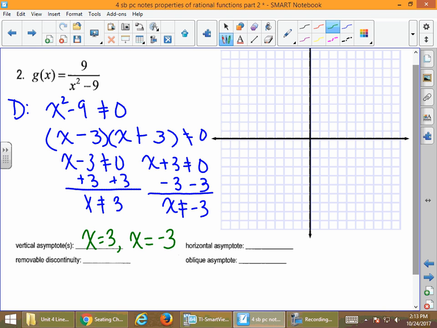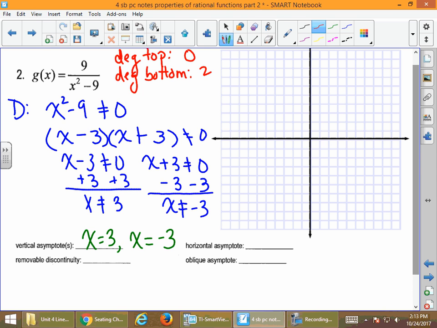Now, as we take a little closer look here to determine the horizontal asymptote, what we're going to do is look at the degree of the top of the function and the degree of the bottom of the function. Well, the degree of the top of the function is actually 0. There's no variable up there. It's a constant term, and a constant has a degree of 0. The degree in the bottom is 2.